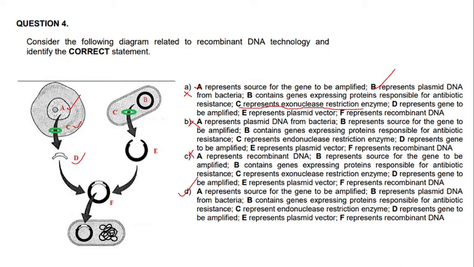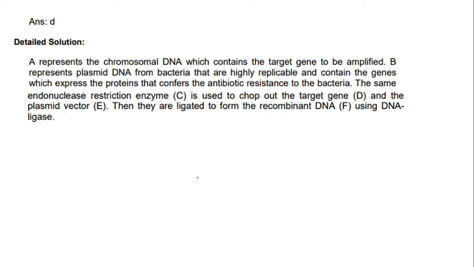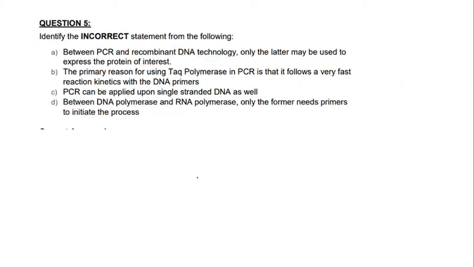So let's move on to the next question. Is it clear? Okay. So let's go to the next question. Here the question is identify the incorrect statement from the following. So here we need to identify what is the incorrect statement. Option A is between PCR and recombinant DNA technology. Only the latter may be used to express the protein of interest.